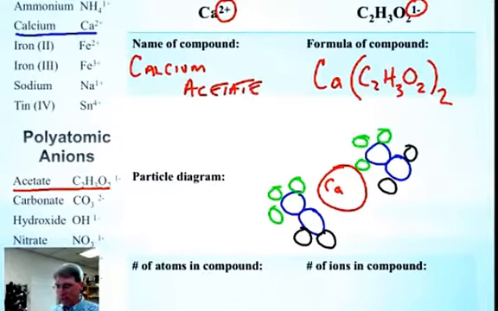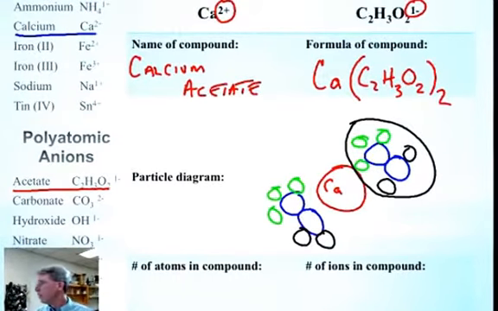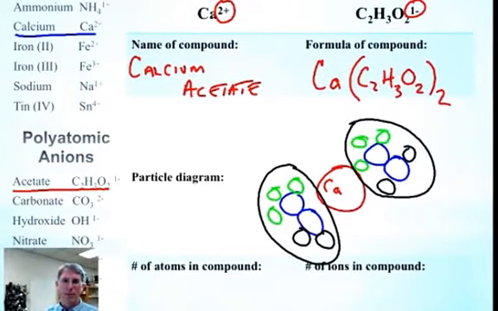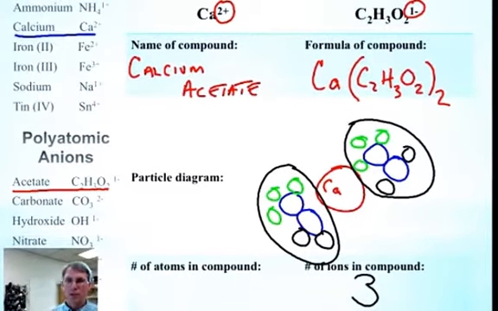Okay, so I could actually just take and wall off this and call that an acetate. And we could wall off this ion and call that an acetate, and you've got a calcium in the middle. So right away you can see that I actually have 3 ions here in this compound: 2 acetate ions and 1 calcium ion.